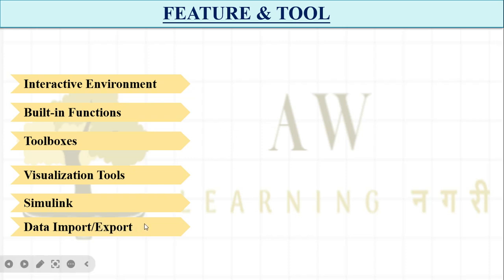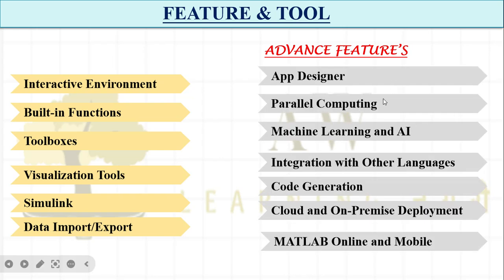MATLAB has that feature that you can import data from outside also, and then you can analyze it in the MATLAB environment. Then some advanced features are also there, like App Designer, parallel computing, machine learning and AI, and integrating with other languages. MATLAB can be integrated with C, C++, and many more languages. Then code generation. Sometimes you are not an expert in coding, so you use the Simulink environment with blocks to make some sort of circuit. Then if you want to get the code, MATLAB has a provision that it will convert this into code, and you can use that code in your environment.